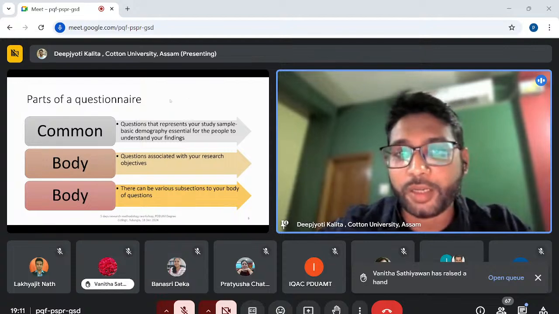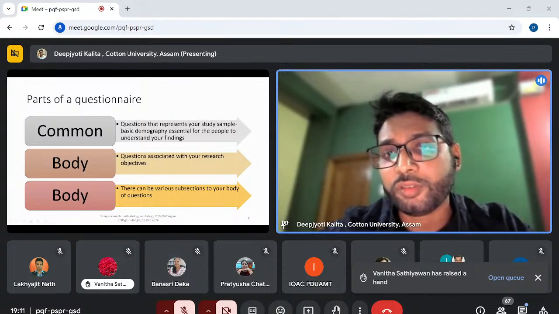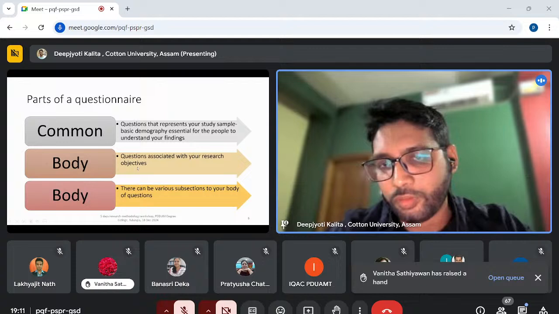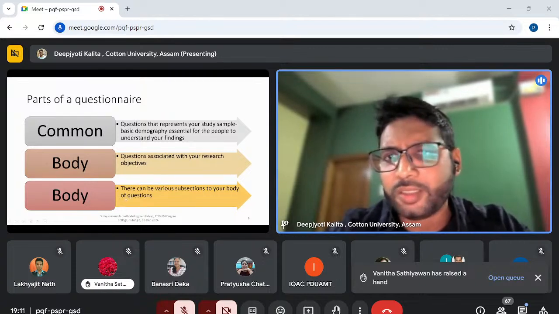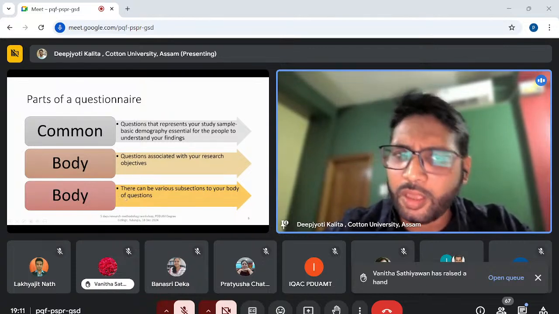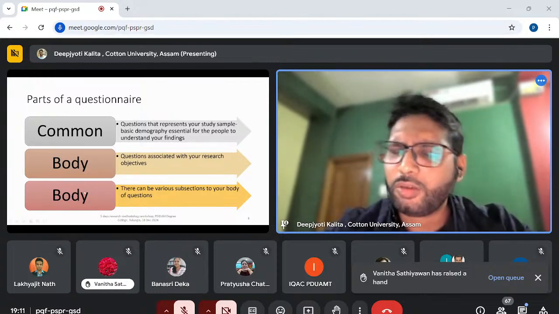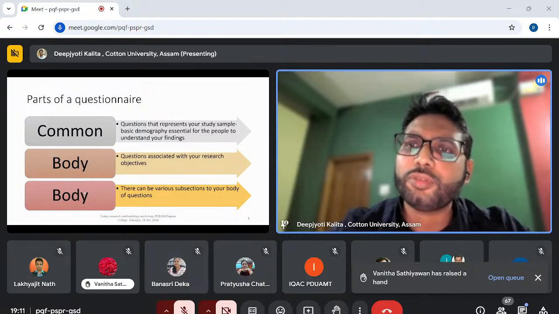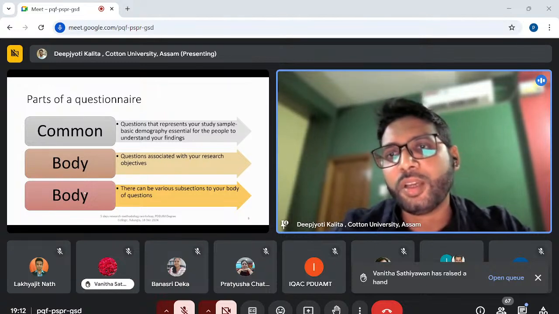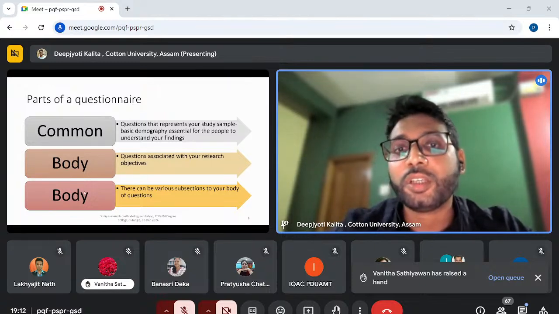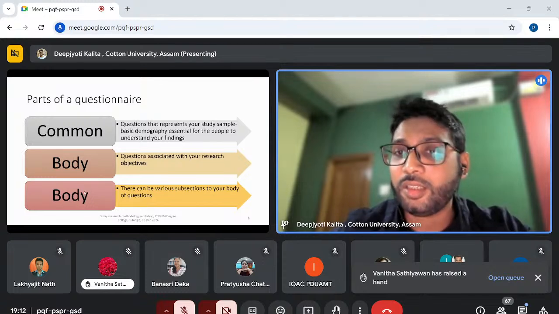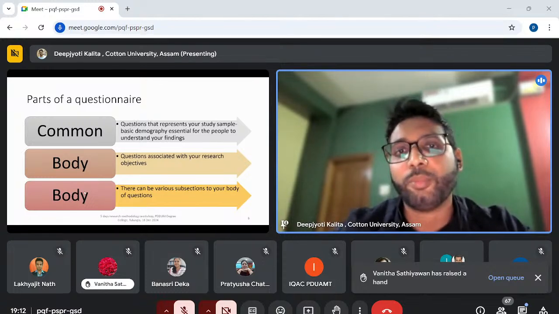And then your body part, that means questions which are associated with your research objectives, will follow. Again, you can divide this body part into various sections based on the objectives of your study, but these are the common parts in any kind of questionnaire you visit. Always there will be 3 or 4 questions which will represent the demography of the sample or the population that you are studying, which is very essential to digest the findings that you have made.